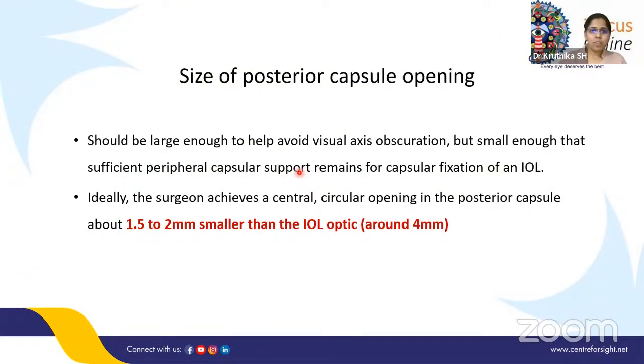Now let's discuss what the size of the posterior capsule opening should be. It should be large enough to help avoid visual axis obscuration, but small enough that sufficient peripheral capsular support remains for capsular fixation of an IOL, that is, for optic capture. Ideally, the surgeon achieves a central circular opening in the posterior capsule about 1.5 to 2 mm smaller than the IOL optic, around 4 mm.